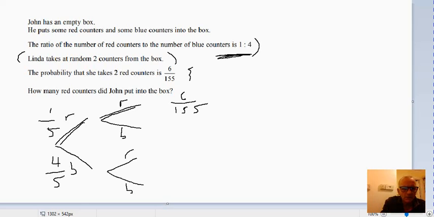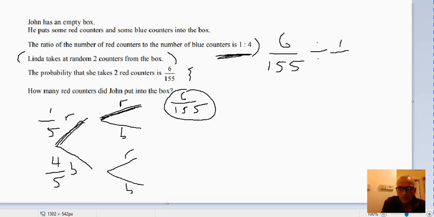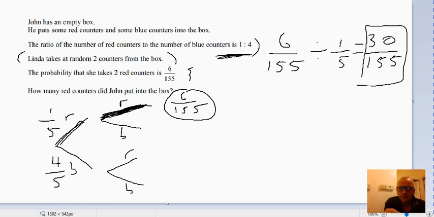Well, we know that this multiplied by this part equals our 6/155. So we also know from that, therefore, that 6/155 divided by 1/5 must equal this other section just here. And we can actually work that out. So that's going to be 30/155.